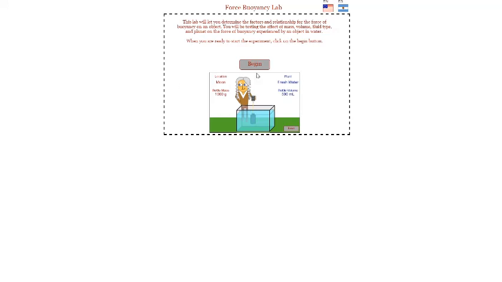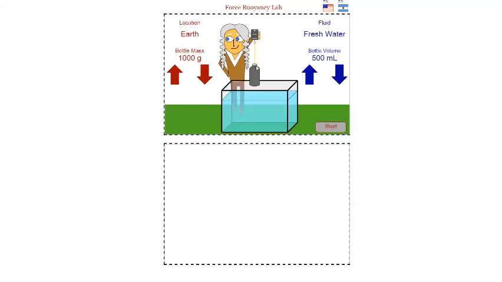But here's your splashdown page. We can go ahead and hit begin. You'll notice this guy, that's not Archimedes, I don't think. I think that's supposed to be Isaac Newton. But in any case, notice that there are several controls that are possible in this simulation. You can change your location.